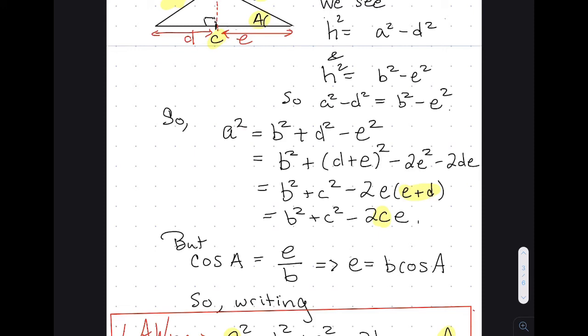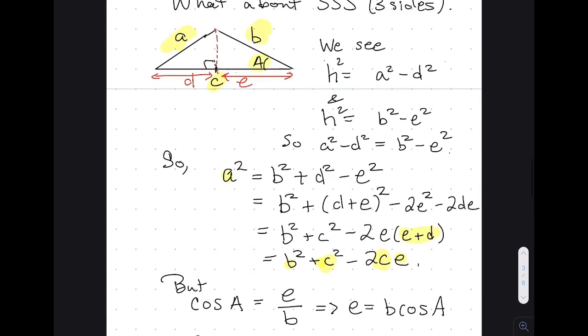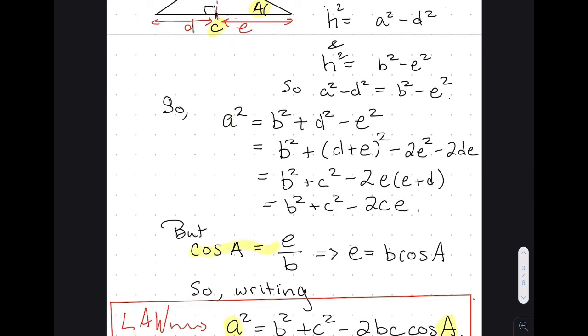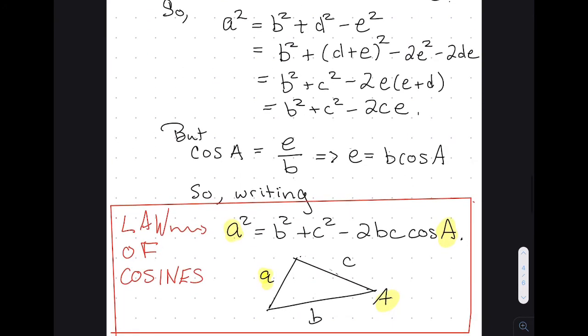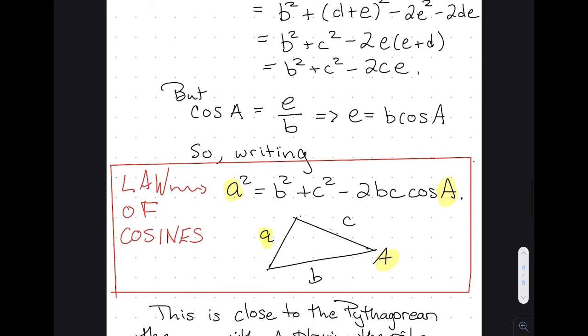So now I have an equation with a, b, c, and unfortunately e, not A. So I want to relate e and A. Well, e and A are related by the cosine. So I note that cosine of A is equal to e over b, and so e is b cosine A. I substitute that back up in here for e. So I can write a squared is equal to b squared plus c squared minus 2bc cosine A. So this is the law of cosines.